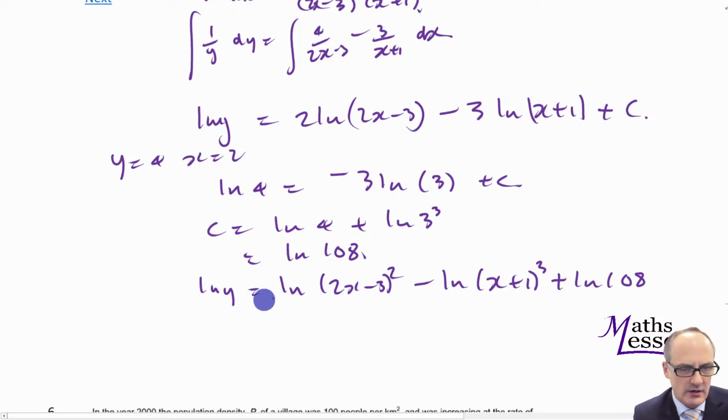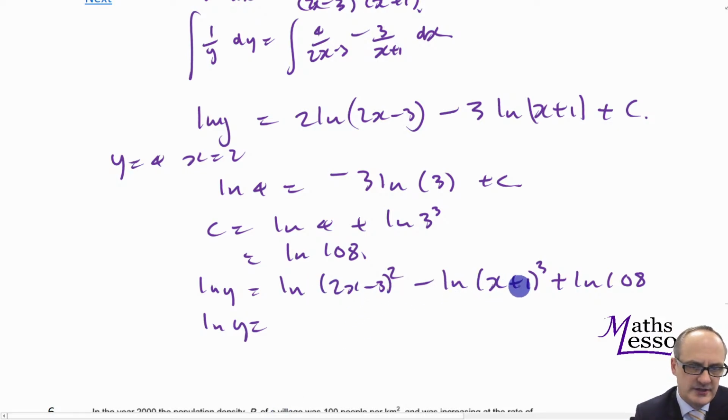Now, I can't really, well, I can raise this as powers of e right now, but if I got e to all of that and then e to all of that, it's a bit of a mess. Let's just wait a moment before doing that. So what I'm going to do is bring all these natural logs together, and natural log of one side equals natural log of another side. That makes life a bit easier.